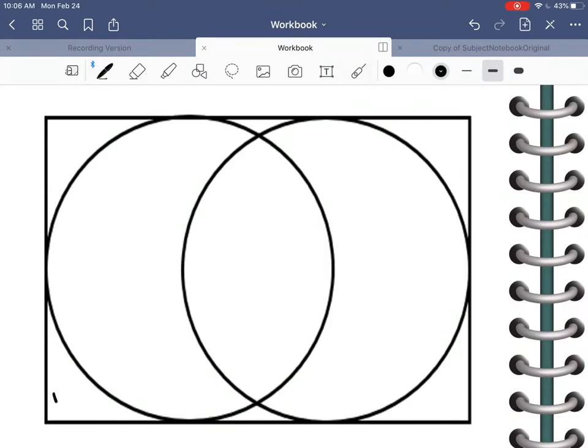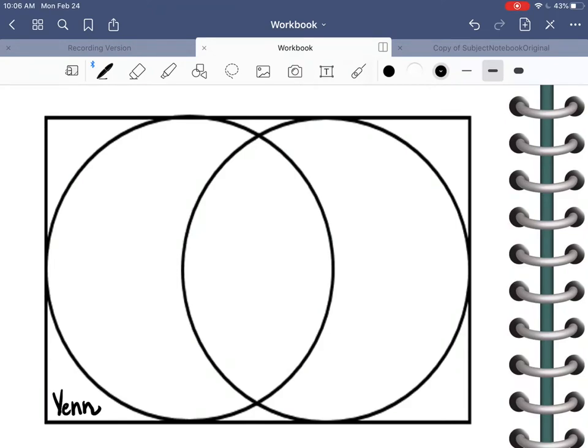This is called a Venn diagram, V-E-N-N, and it is used to show how things are alike and how they're different. So I wanted to teach you about the Venn diagram and also help to organize that information from our story about cats and dogs.